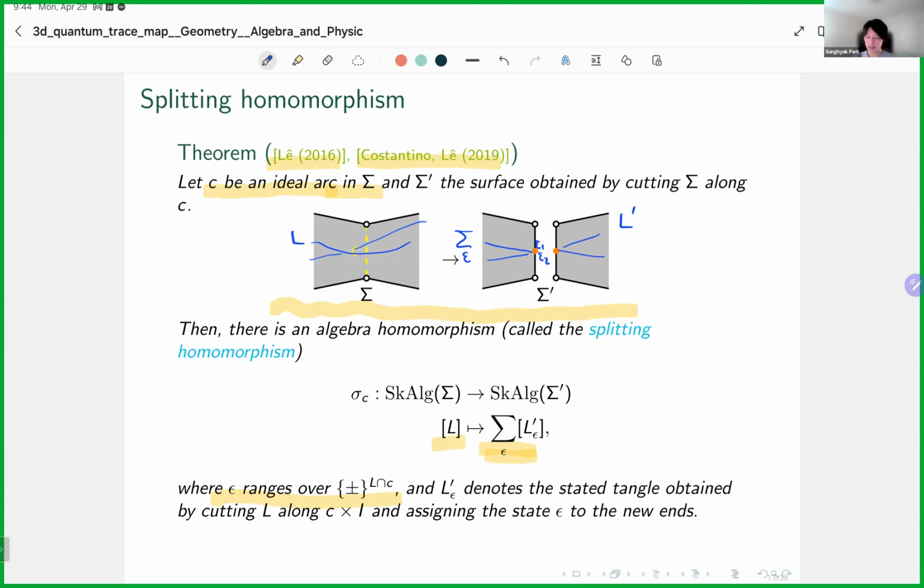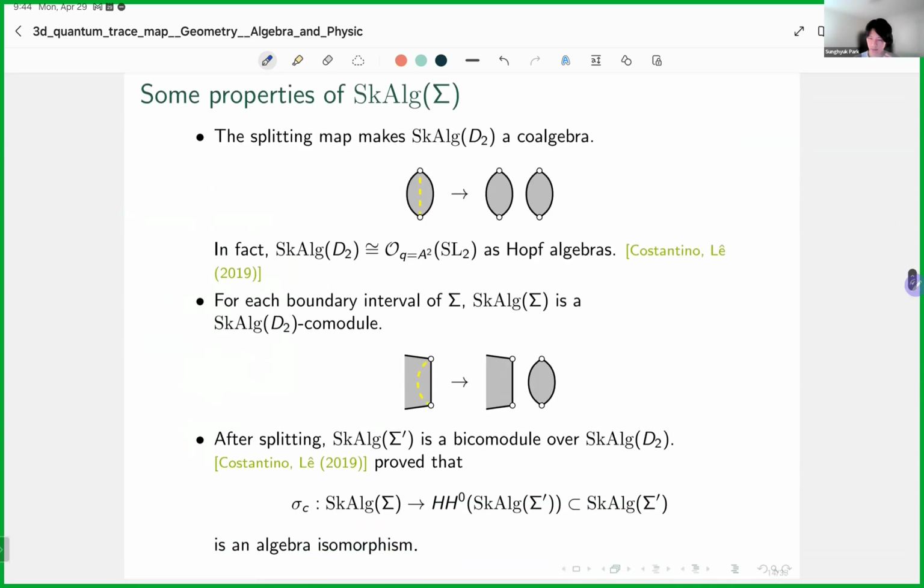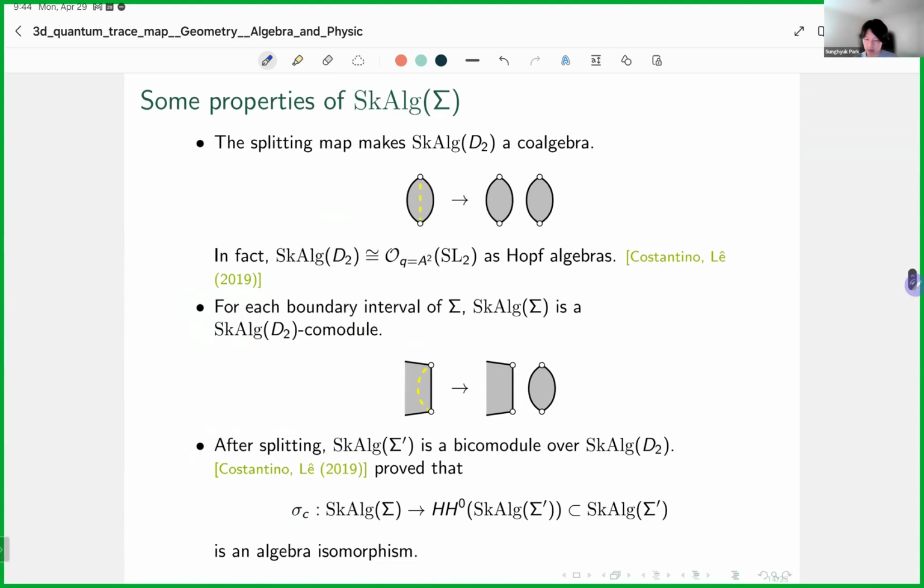And the existence of a splitting homomorphism allows us to study skein algebra of surfaces by cutting it into simpler pieces. And I think this is a very powerful idea. Just wanted to mention a few properties of stated skein algebras of surfaces.